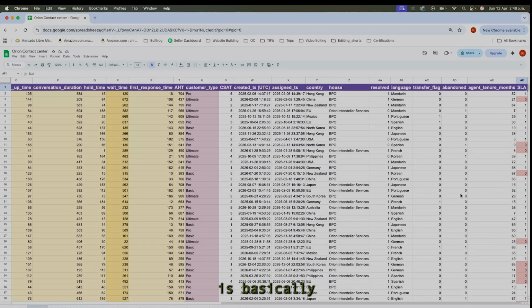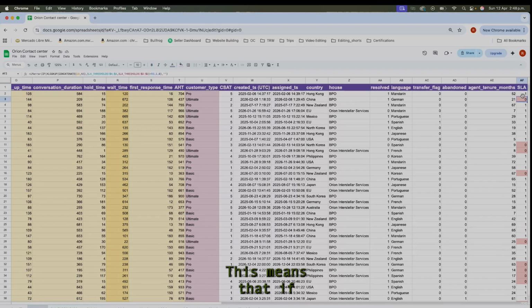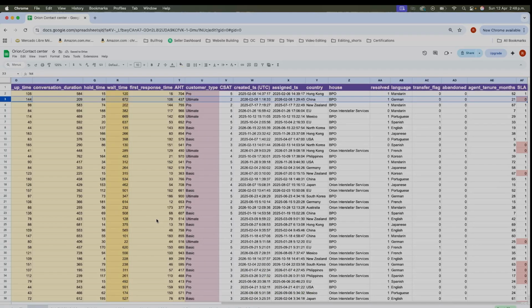So the service level agreement is basically for those who are not aligned completely on what this means. This means that if we answer an interaction within 60 seconds, for example, and our customers that pay the most money want their calls answered in the first 15 seconds, but we answer it in 106, that means that we are not complying with our part of the deal. We should have answered this way earlier. That's why we have a 0 here.